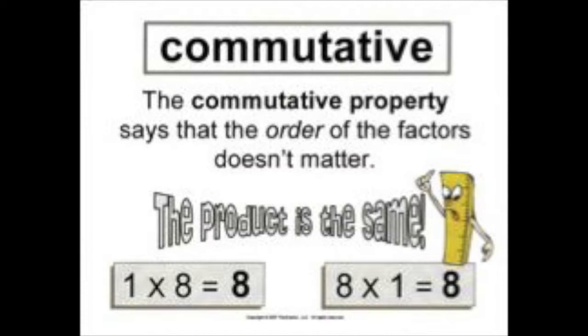Now let's practice the commutative property of multiplication. In the commutative property, it says that the order of the factors doesn't matter. The product is the same. In the example, 8 times 1 equals 8. If we were to flip those factors around to 1 times 8, the product will still equal 8.